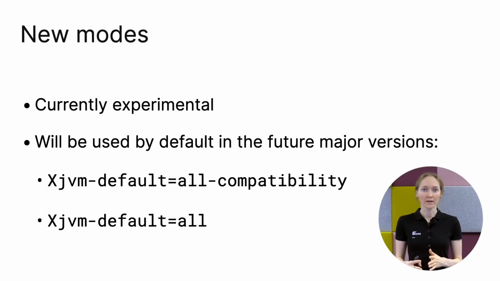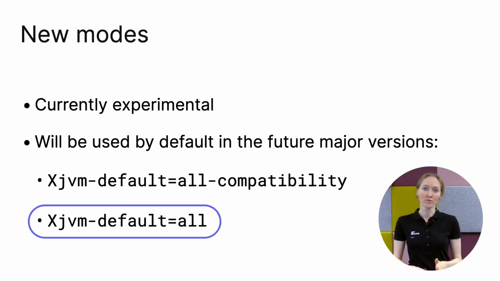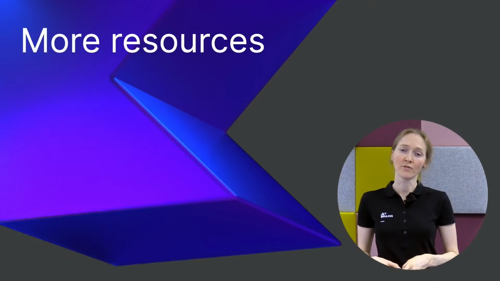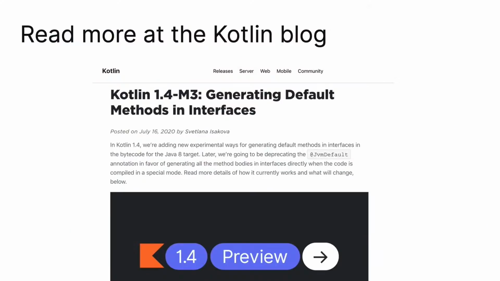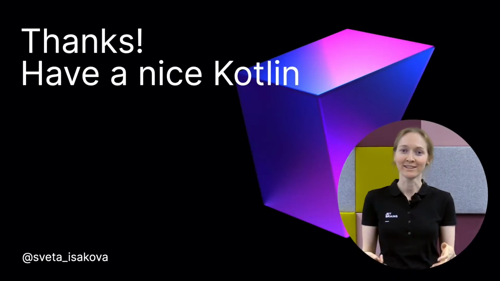Currently, these two modes are in an experimental state, but they will be used by default in future major Kotlin versions. First, the compatibility mode, then the mode that generates only default methods. You can read more about generating default methods in interfaces in the Kotlin blog. It explains the topic in more detail, including an additional JvmDefaultWithoutCompatibility annotation, which I haven't mentioned. Check the documentation page What's New in Kotlin 1.4. It contains many details about the features in the release, including the topics that I've covered in this talk. Thank you for your attention, and have a nice Kotlin!